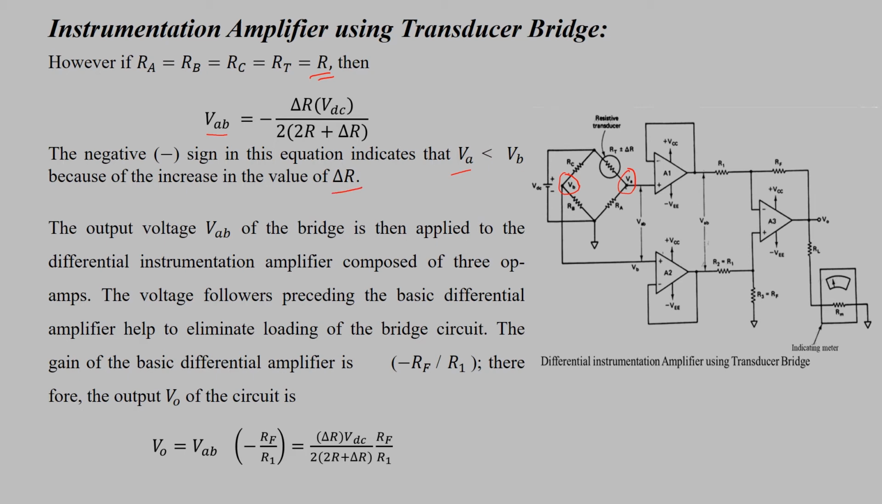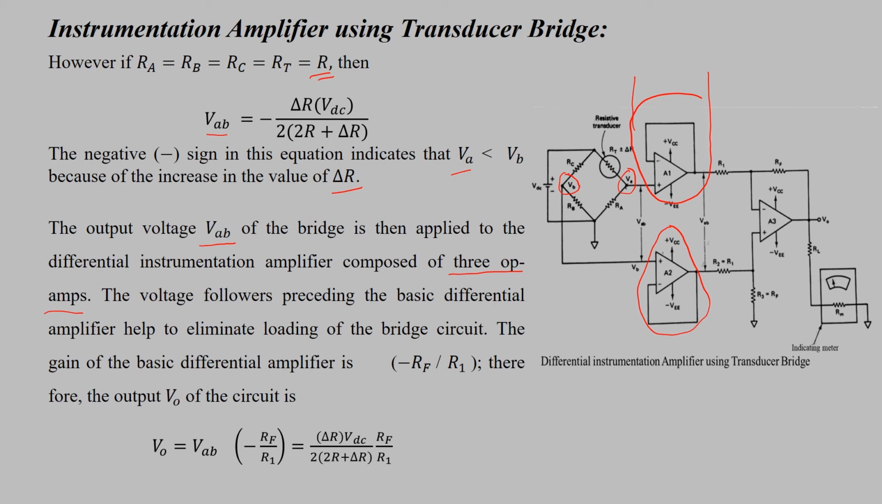Now the output voltage VAB of the bridge is applied to a differential instrumentation amplifier, which is composed of 3 op amps. Firstly, 2 voltage followers are there. One is this one and second is this one. So the voltage followers preceding the basic differential amplifier help to eliminate the loading of the bridge circuit.